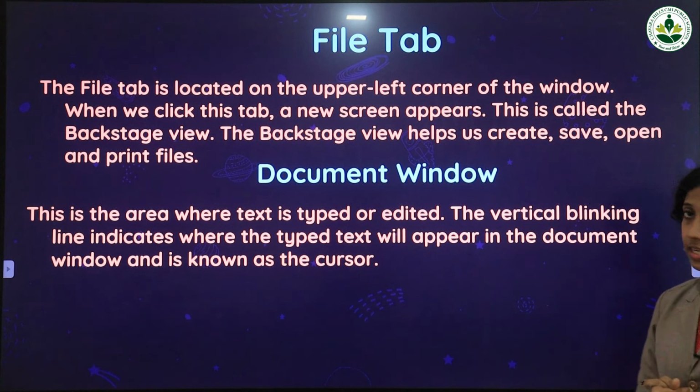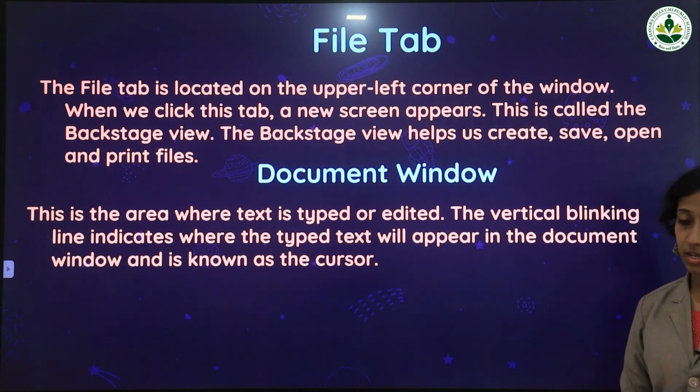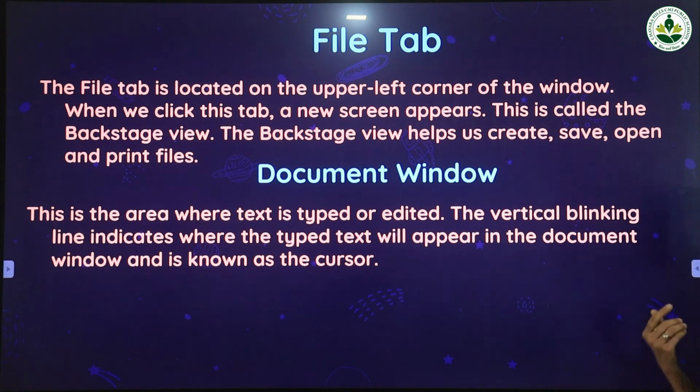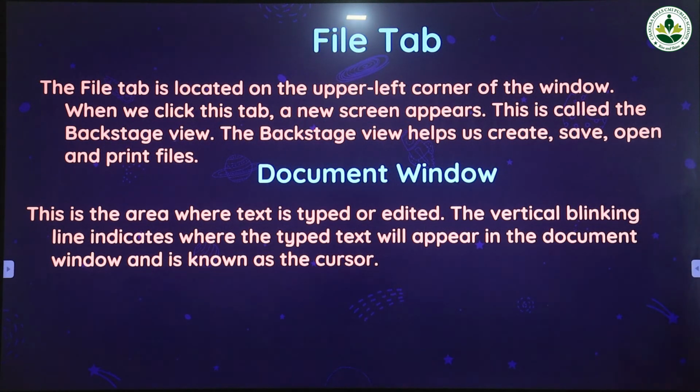Next, file tab. So we have learned title bar, quick access toolbar and ribbon. Next is the file tab. File tab is located on the upper left corner of the window. When we click this tab, a new screen appears. This is called backstage view. The backstage view helps us create, save, open and print files.